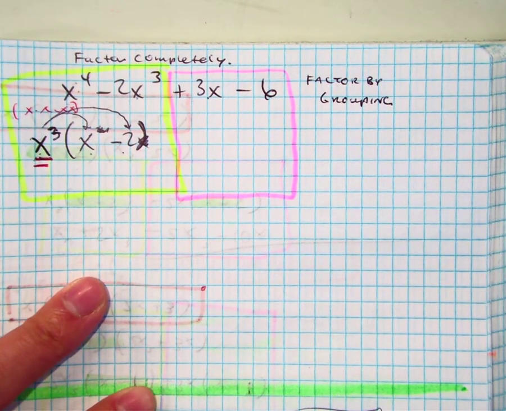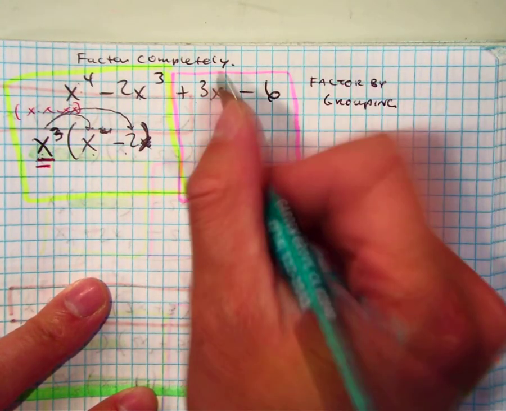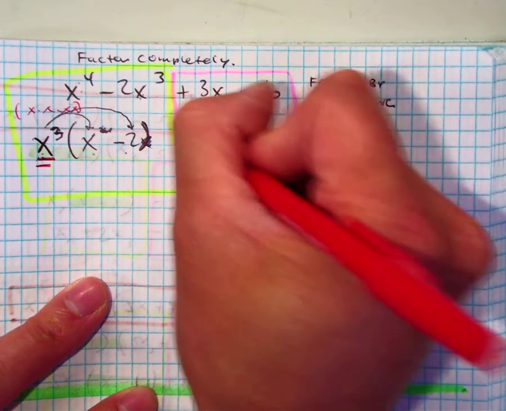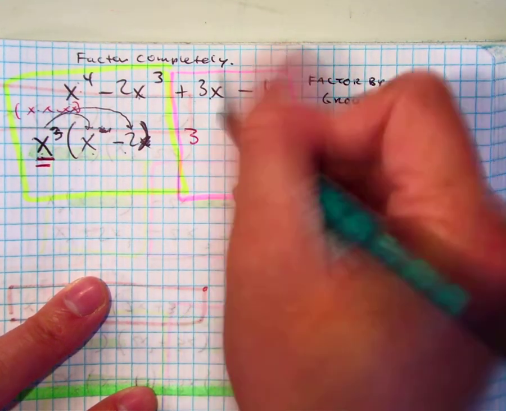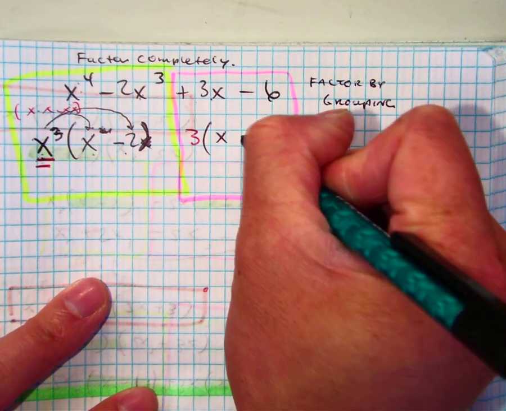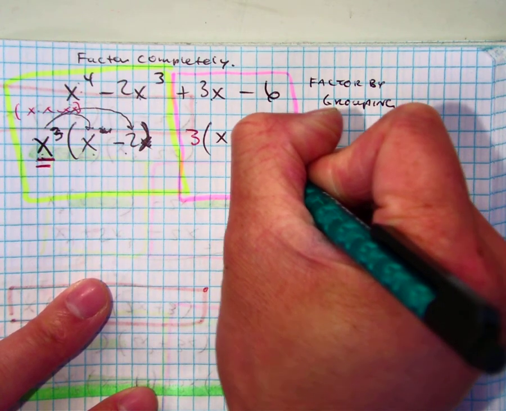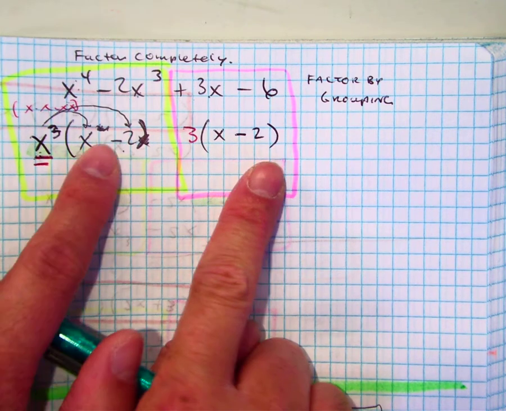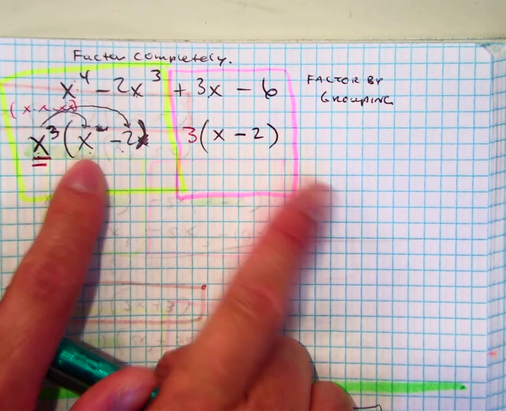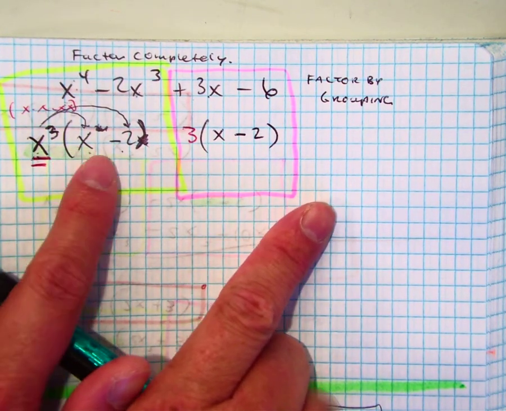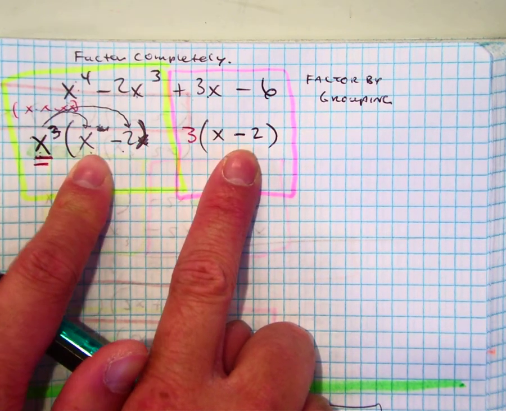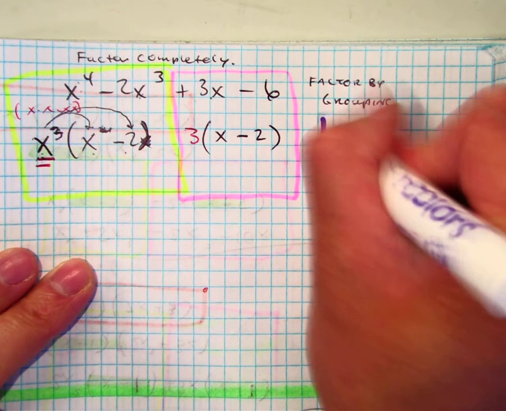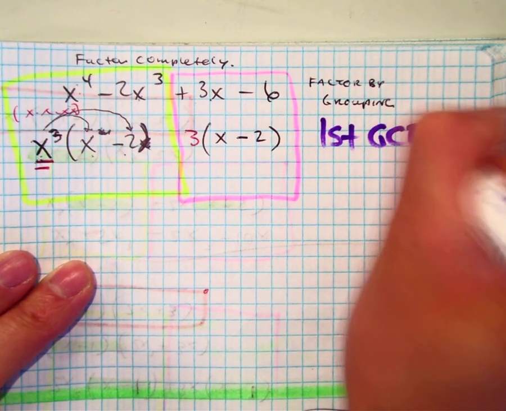Over in this area, what's my greatest common factor? 3. 3 times what? X minus 2. Look, look, look. If you're stuck on the second one, look at what you did over here. Do you see that? You can kind of cheat. It's not really cheating. It's a hint. Theirs are going to be the same. So this is my first set of GCFs.